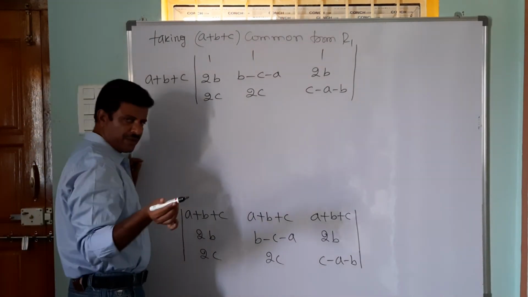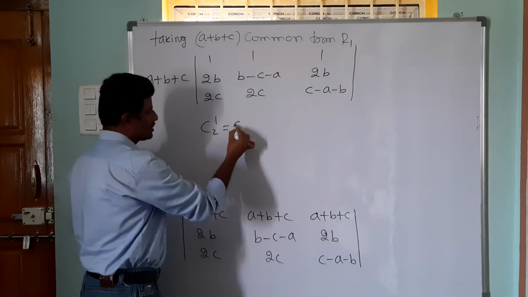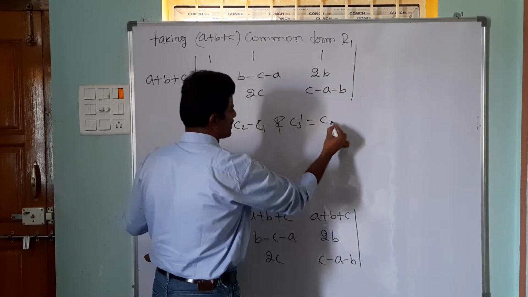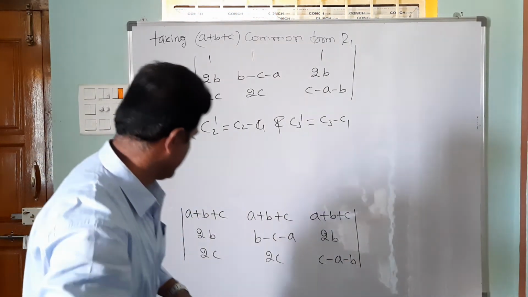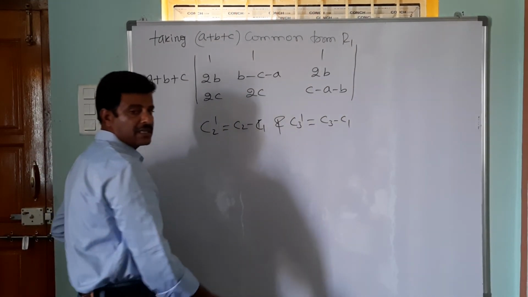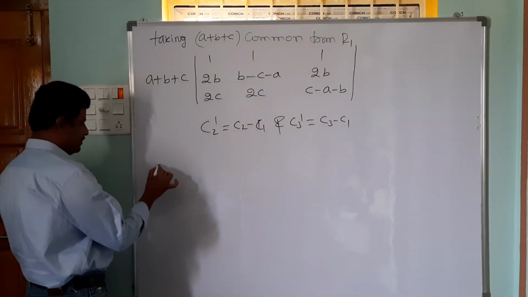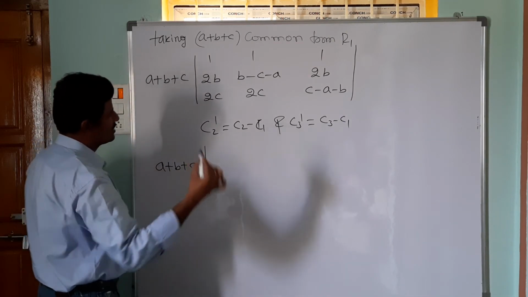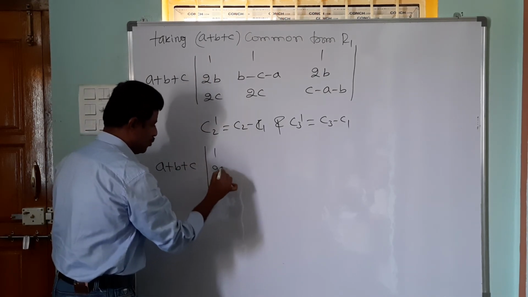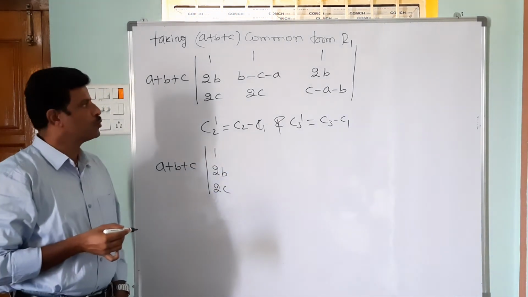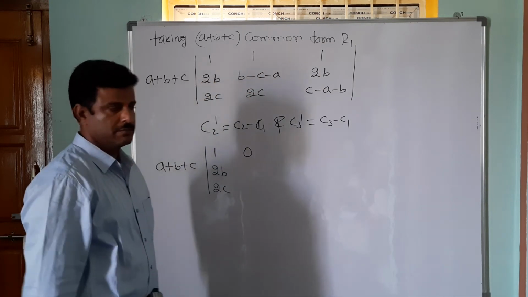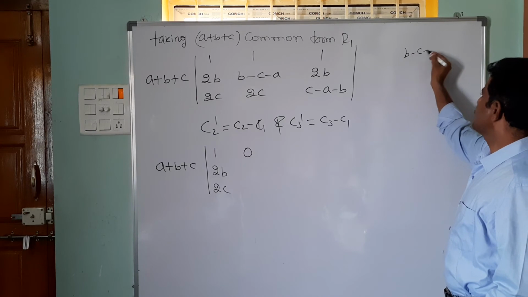Okay, next, already we know from the previous problem the operations: C2 dash is equal to C2 minus C1, and C3 dash is equal to C3 minus C1. To operate here, C2 dash and C3 dash. A plus B plus C, determinants. C1 dash you write properly: 1, 2B, 2C. I am going to operate column number 2, C2 minus C1: 1 minus 1, 0, B minus C minus A minus 2B.